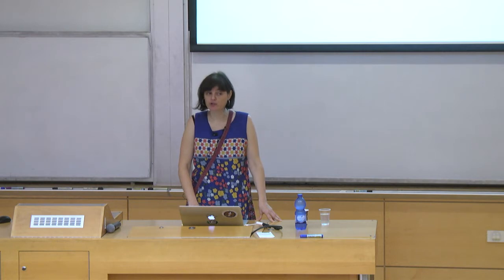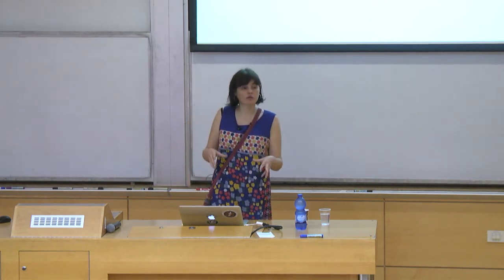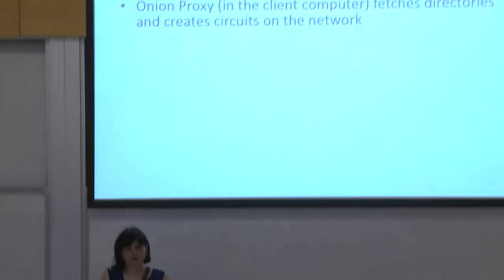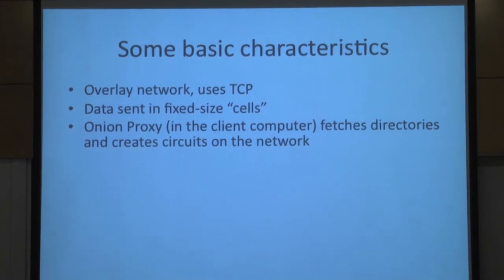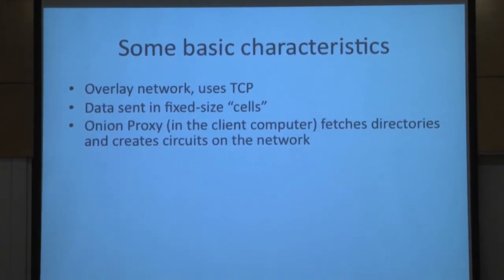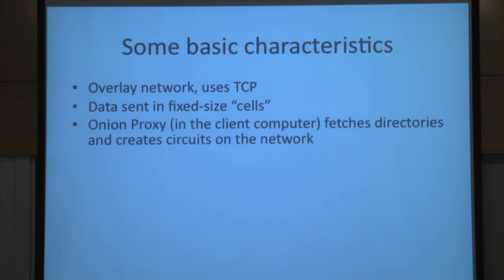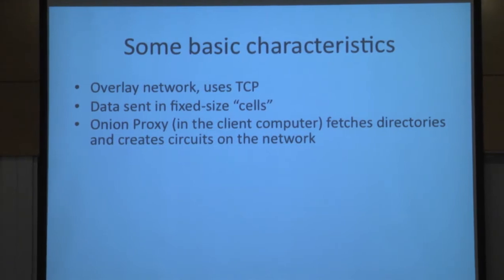The network is composed of a network of servers and then some software in the client computer, which has installed what is called the onion proxy. The first thing that this proxy is going to do is to fetch from the directory servers the list of descriptors of the Tor servers so that it knows where to contact the Tor nodes and how to create connections through them.